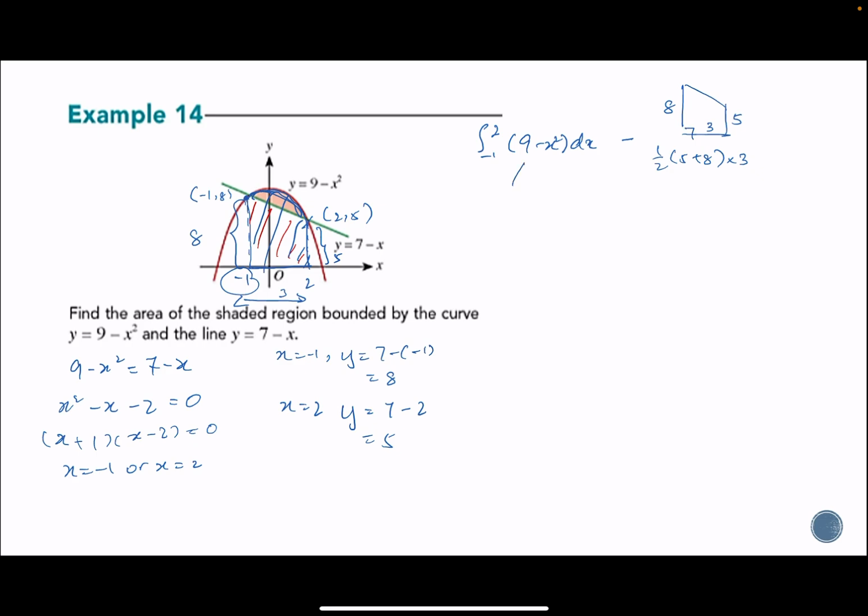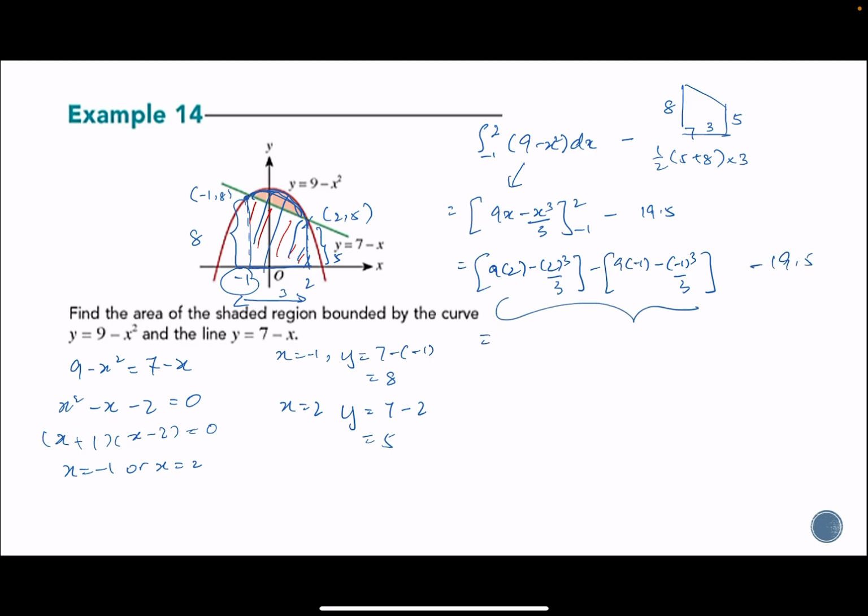So if you do your integration, this is what you're going to get: 9x minus x cubed over 3, between 2 and negative 1. You calculate the trapezium, you should be able to get it as 19.5. And for this one here, when you put it in, you'll get 9 times 2 minus 2 cubed over 3 minus 9 times negative 1 minus negative 1 cubed over 3. And later on, you'll minus with that. So this part here will give you 24, then you minus 19.5, and you will also get 4.5. Very strange, huh? A lot of 4.5 areas here.